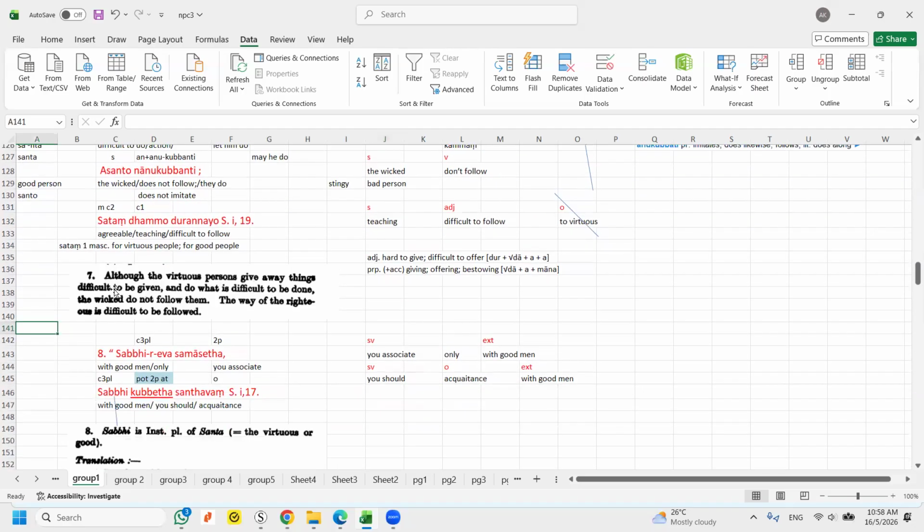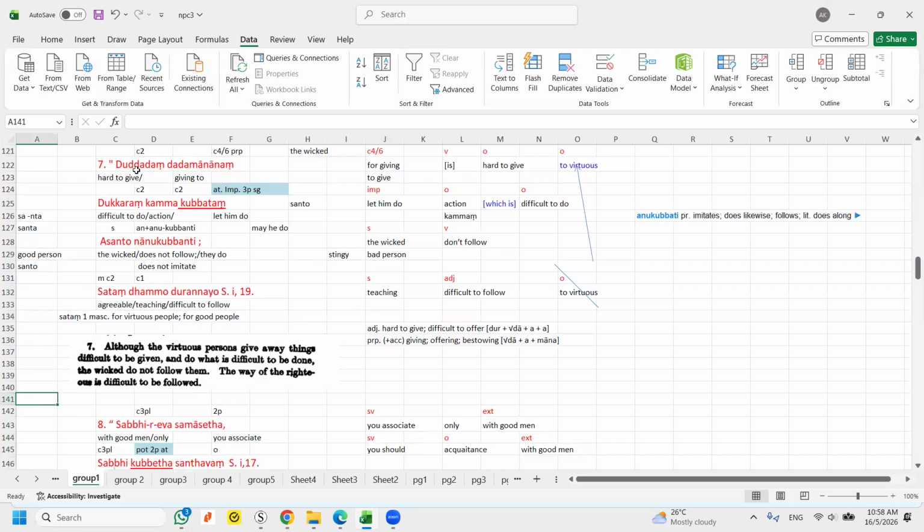Anyway, the translation that you see here, she said the word although is not there. This the virtuous is not there. Giving away things is difficult to give. This line is there. And anything that is difficult to be done, the wicked do not follow. Anything easy, then the wicked will follow. The way of the righteous is difficult to follow. But here, this line, the way of the righteous is difficult, it only takes the accent from here. The teaching of the Dhamma is difficult to follow, whether virtuous or non-virtuous. So this is the translation of the meaning.